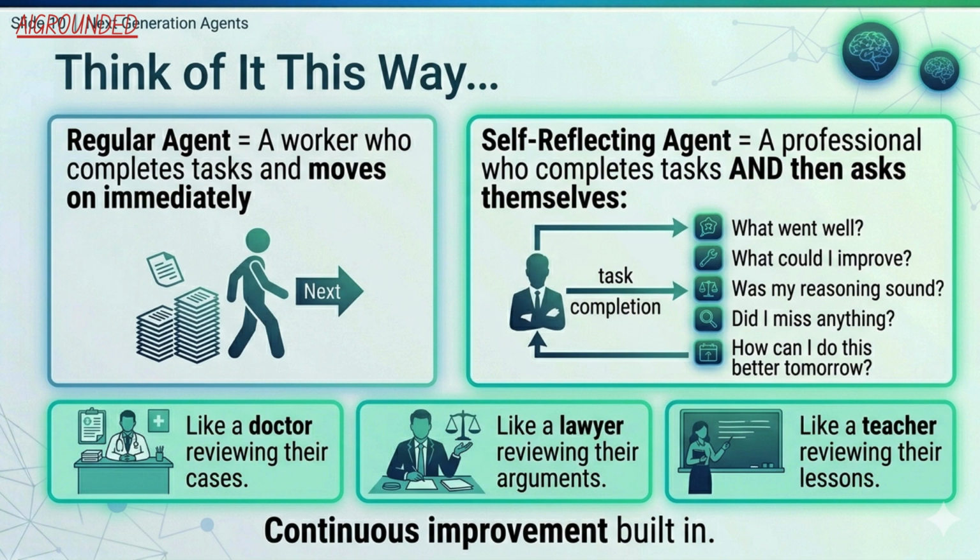For example, a lawyer who reviews their arguments. Was my reasoning watertight? What were the gaps? A teacher who reviews their lessons. Did the student understand? What should I explain differently next time? This practice of deliberate self-review is what separates good professionals from great ones. Self-reflective agents bring exactly this quality to AI.